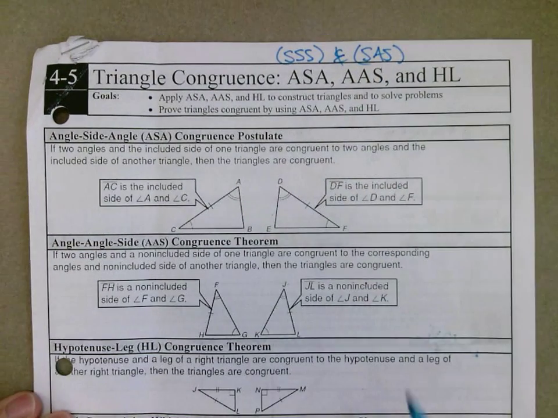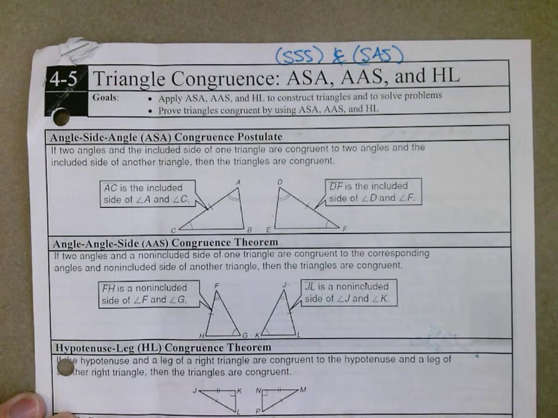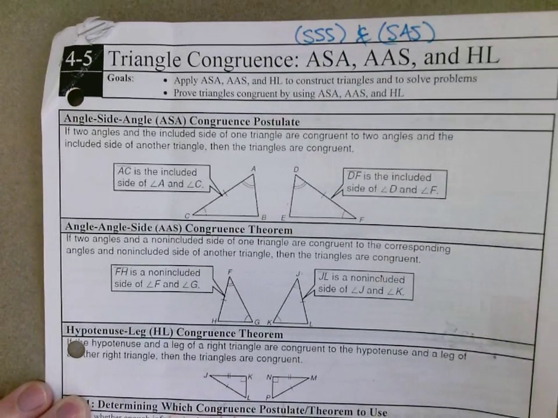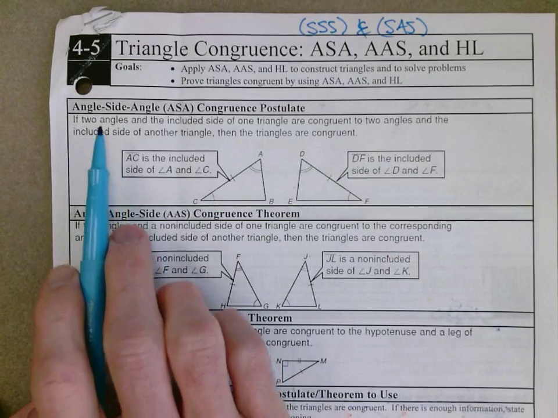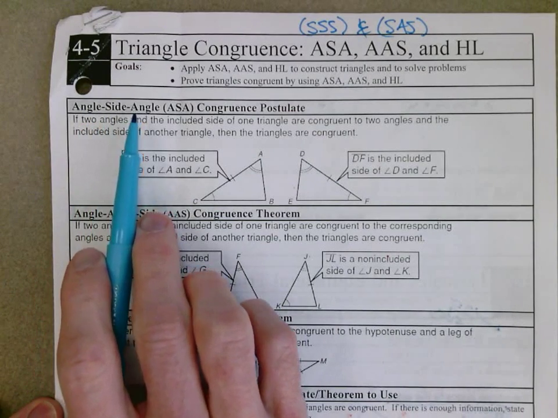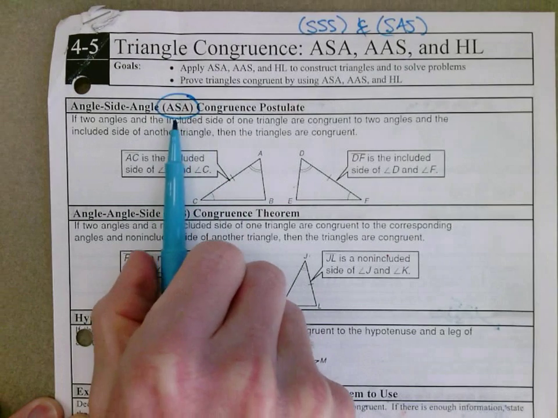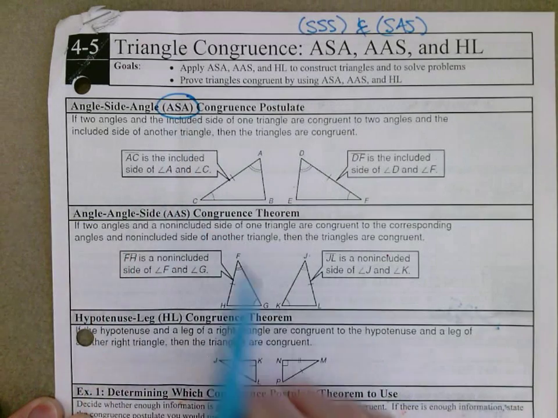Now you might be able to already predict where we're headed based on these names. These are going to be the final three shortcuts that we use when it comes to proving triangles congruent. So let's go ahead and get rolling. The first one that we're dealing with is ASA, angle, side, angle. Now remember, the order of this is important. And the fact that that S is sandwiched between both of those A's on the outsides is important.